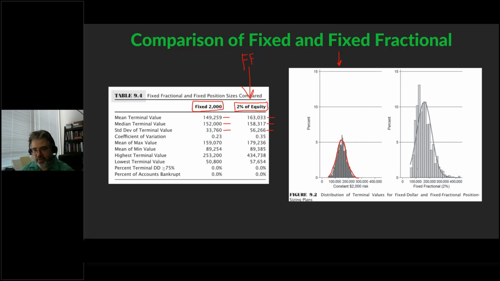Look what happens with fixed fractional. You have some of these incomes out here, right? You had nothing out here. I'm going to erase these lines in a moment. You had nothing out in the 300, 400,000, but somebody trading fixed fractional did make more than $300,000. Somebody made more than $400,000 here. And that is indeed interesting.